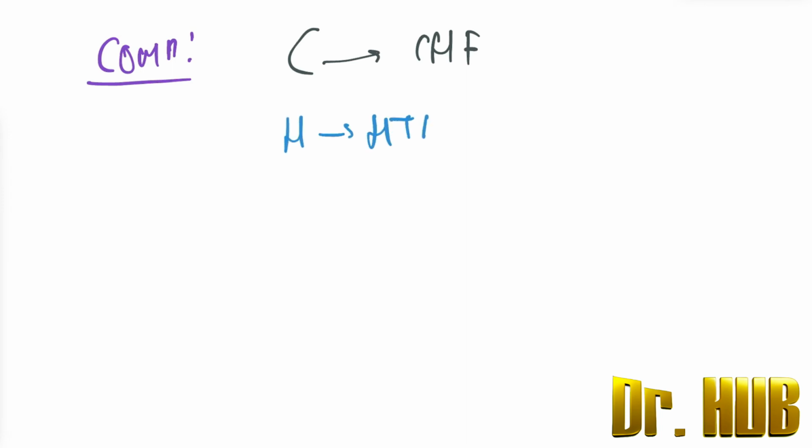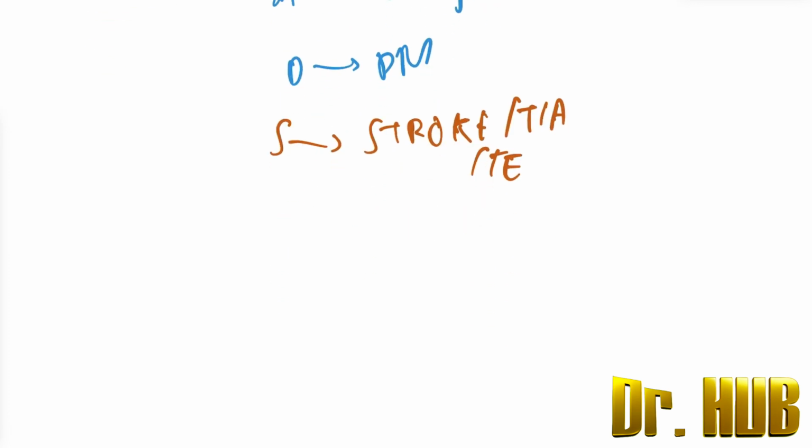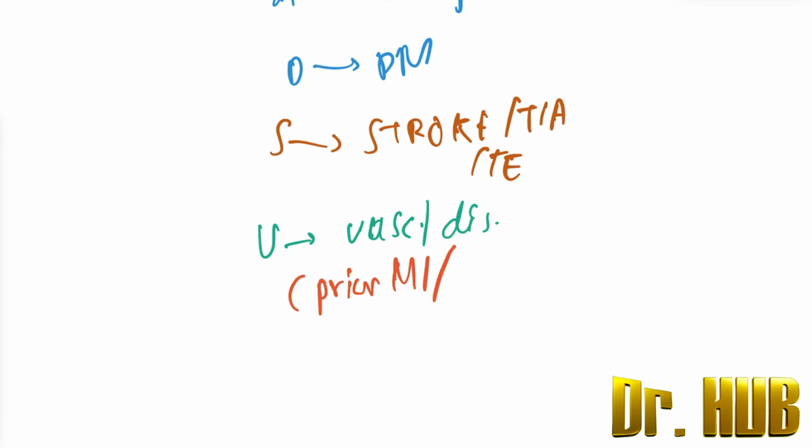Then H for hypertension, A for age greater than 75 years, then D for diabetes mellitus. Next comes S, which includes stroke, TIA, or TE. Next comes the VASc. So VAS, vascular diseases. Vascular diseases is prior MI and peripheral artery disease, or you can call that aortic plaque.